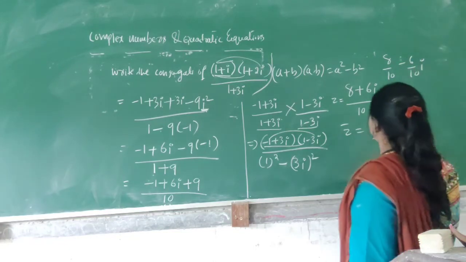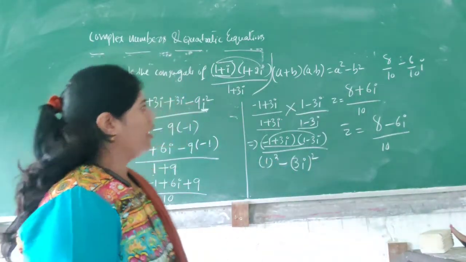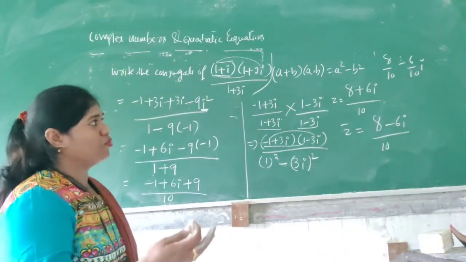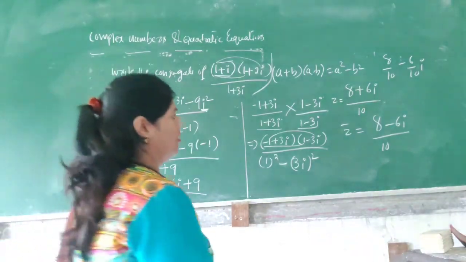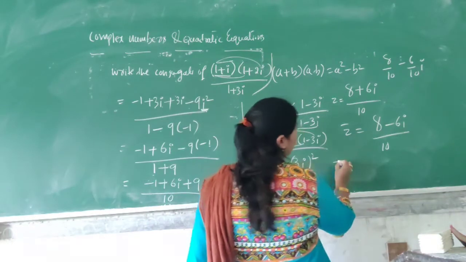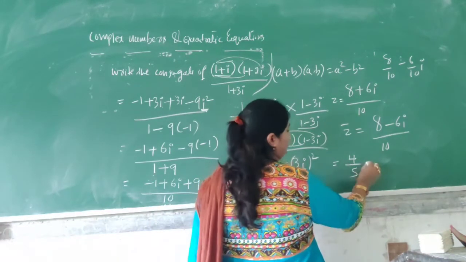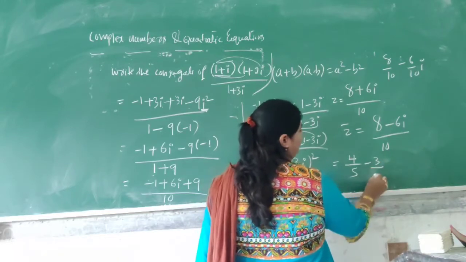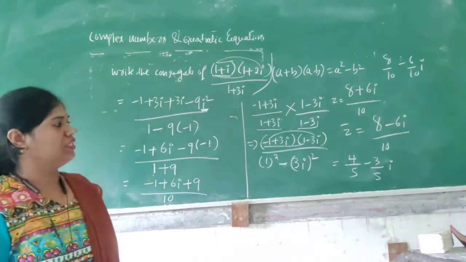You can cancel it also. 2 fours are 8, 2 fives are 10. 2 fours are 8, 2 threes are 6. You can simplify still. 2 fours are 8, 2 fives are 10, 2 threes are 6, 2 fives are 10. So till here you can write, okay?